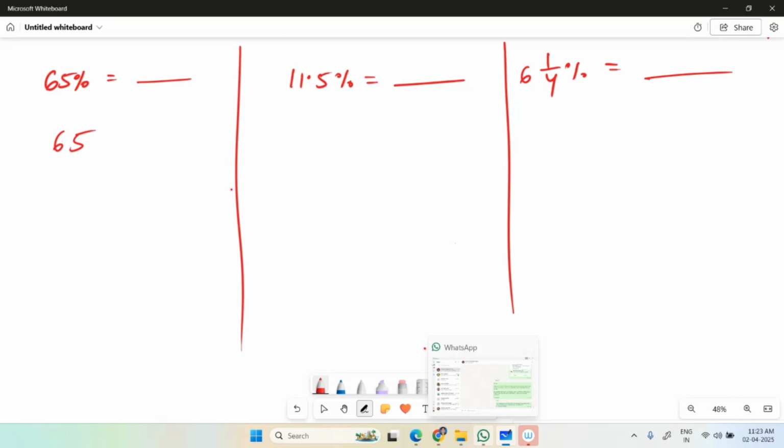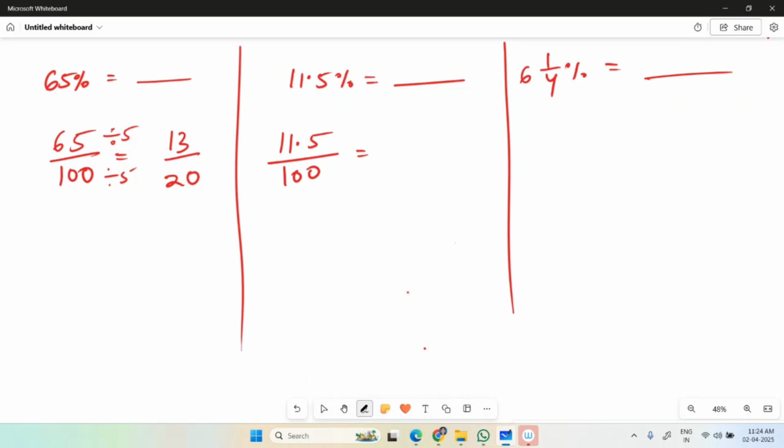So 65 out of 100. It is still a fraction and it can be converted into the lowest fraction by dividing both numerator and denominator by 5, which is 13 out of 20. The next question is 11.5 percent. 11.5 can be written as 11.5 out of 100. 11.5 is a decimal number, so let's convert it into a fraction first.